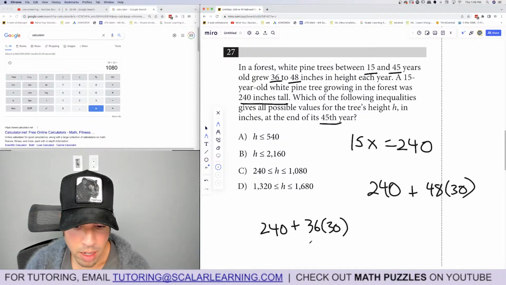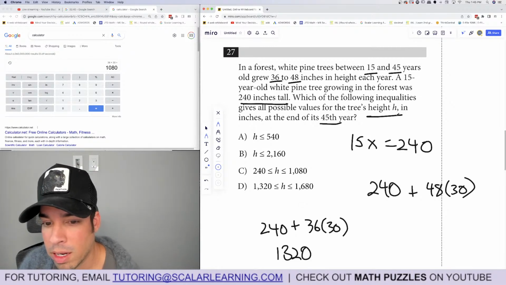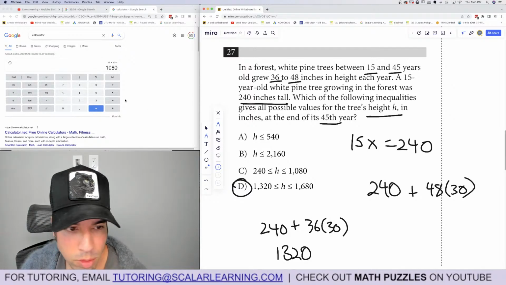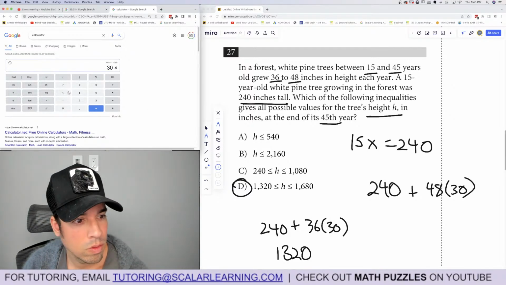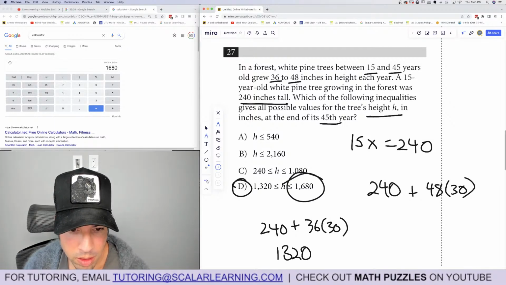So 1,080 plus 240 is 1,320. So at the low end, it would be the tree's height, yeah, it'd be 1,320. And then at the high end, it would be 1,680. And D is it.